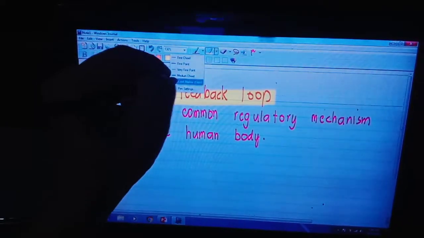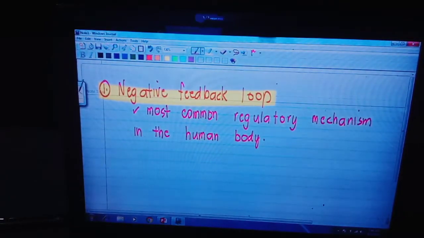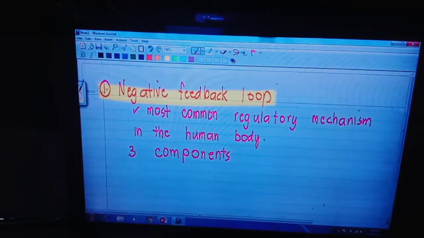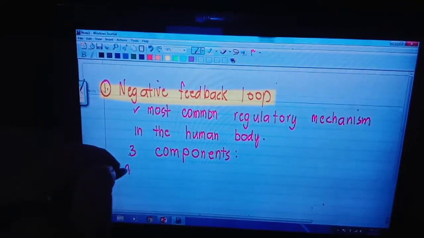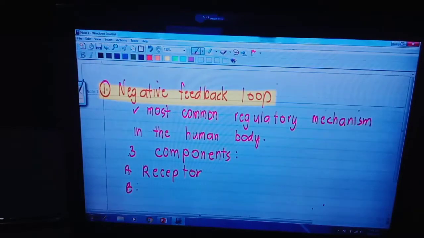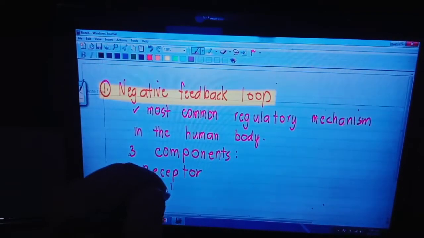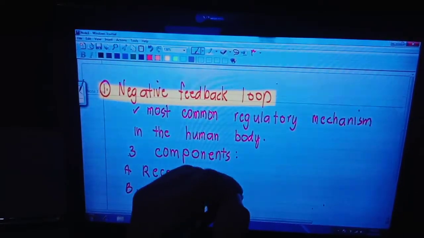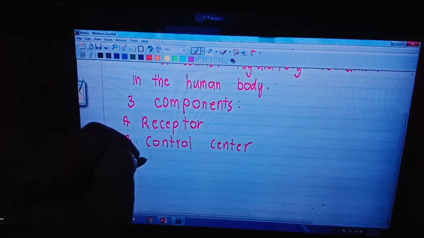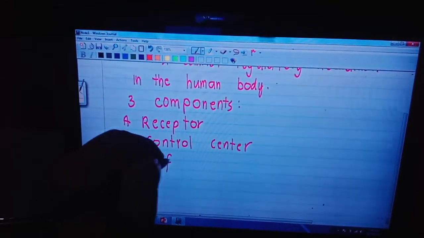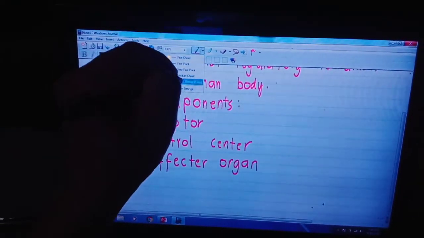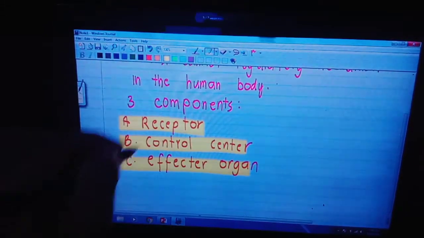What about your negative feedback loop, sir? If that is the most common regulatory mechanism in the human body, remember, guys, there are three components. We have your receptor, letter B, your control center, and what do you think is the third one? That's your effector organ. Your RCE: receptor, control center, effector organ. These are the three components that we need to take into consideration.